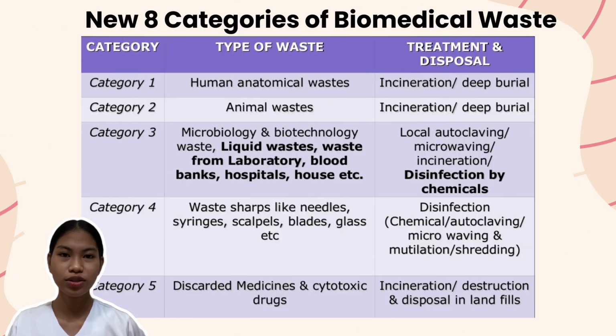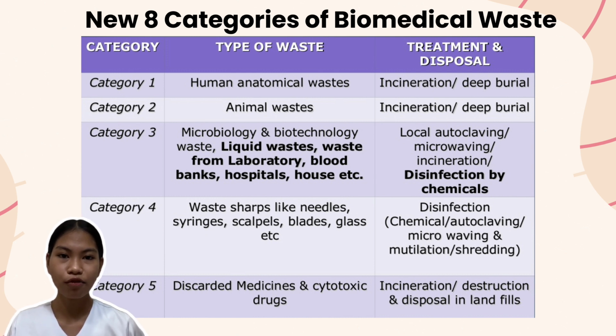So let's now proceed to the new 8 categories of biomedical waste. Here are the categories with their type of waste and treatment and disposal. Category 1, type of waste: human anatomical waste. Treatment and disposal: incineration or deep burial. Category 2, type of waste: animal waste. Treatment and disposal: incineration or deep burial.